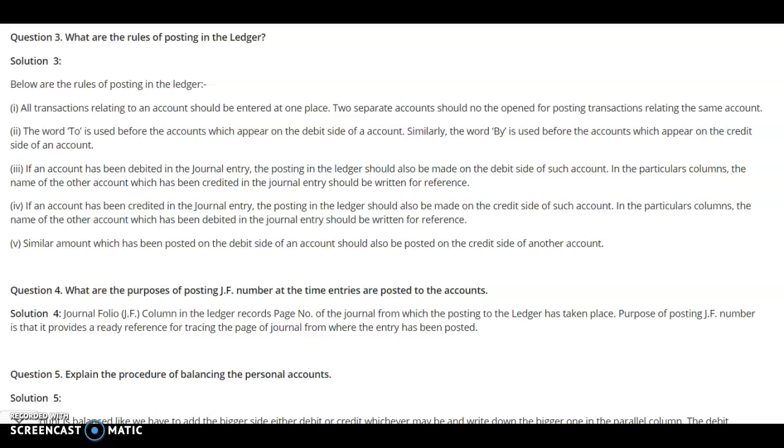Now, after making all the posting, we have to balance them. How the balancing is to be done, that I will continue in my next video. But I request you, please understand very carefully how the balancing is to be done and how the posting is to be done in the ledger.